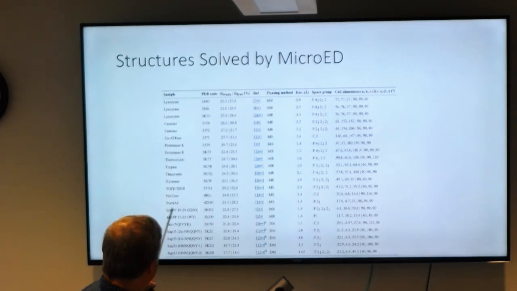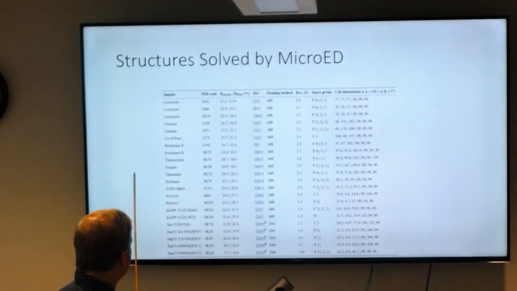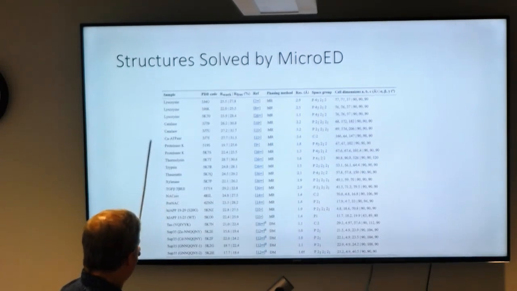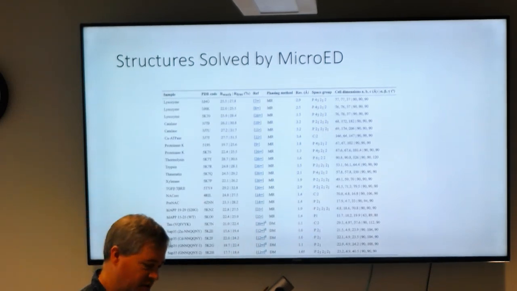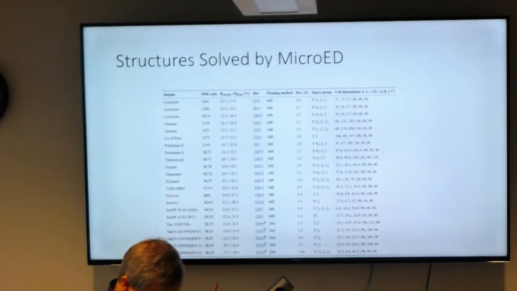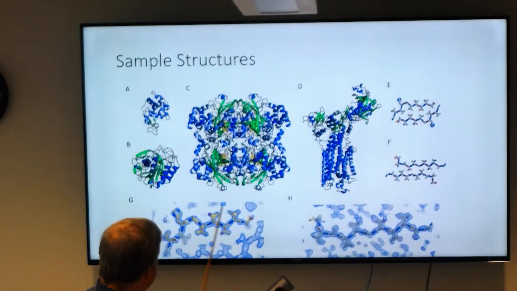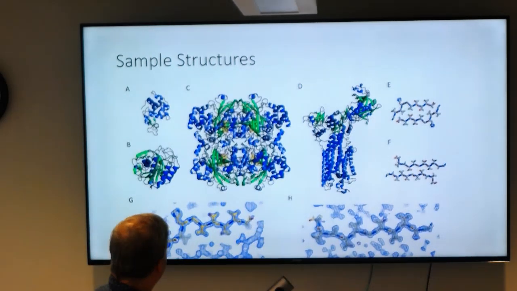And this is another list of various structures that were solved. Generally, apart from the small peptides and small molecules, the proteins that were solved aren't novel, they were just more sample structures that could be done. So far it's been a lot of proof of concept. And then this is another list of sample structures. So this is the calcium pump.